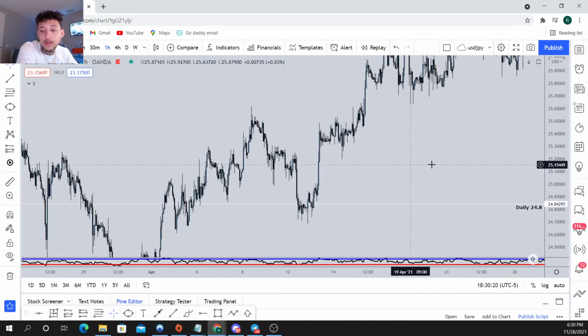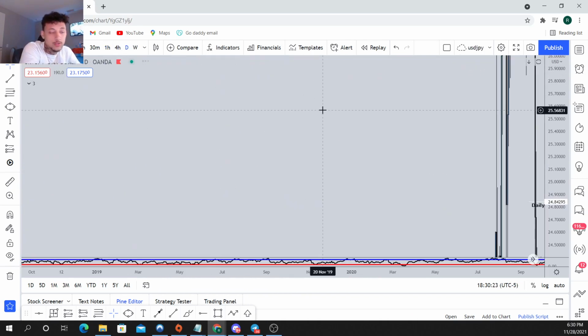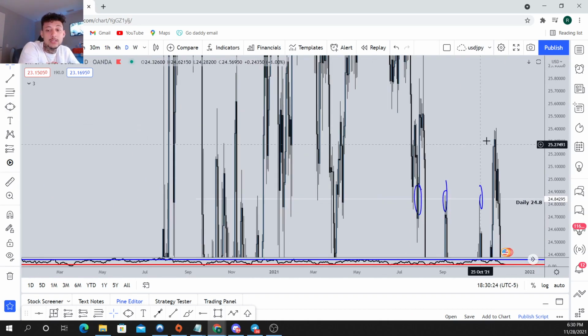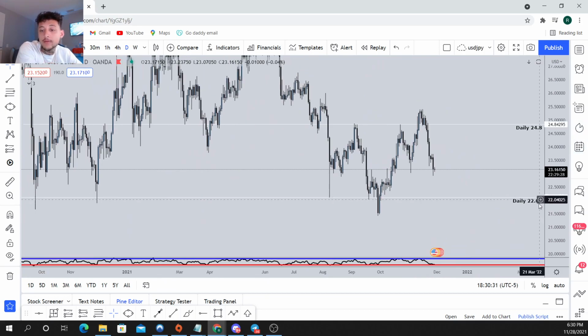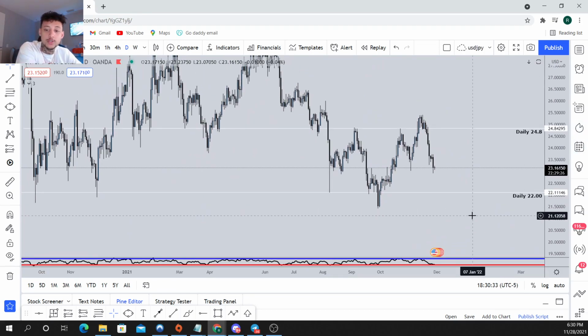So let's kind of erase that. Now let's kind of continue. So that would have been, again, an area where we're going to be looking for trades. This is what I call our entry zones. Anything in between, you're going to have to really focus on from an intraday perspective.